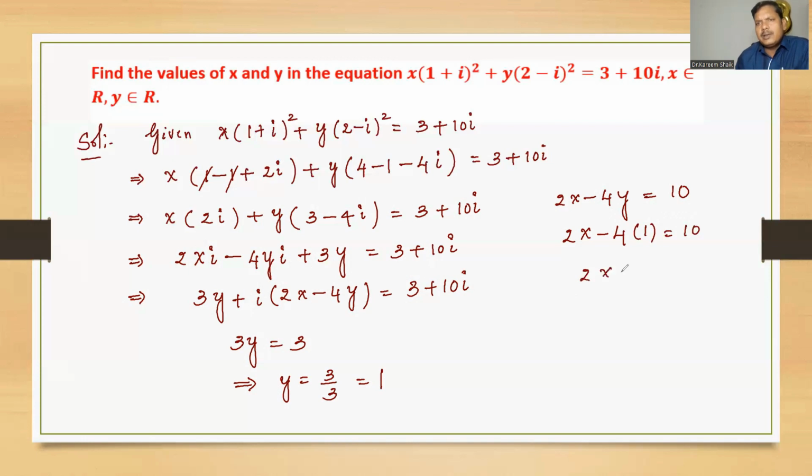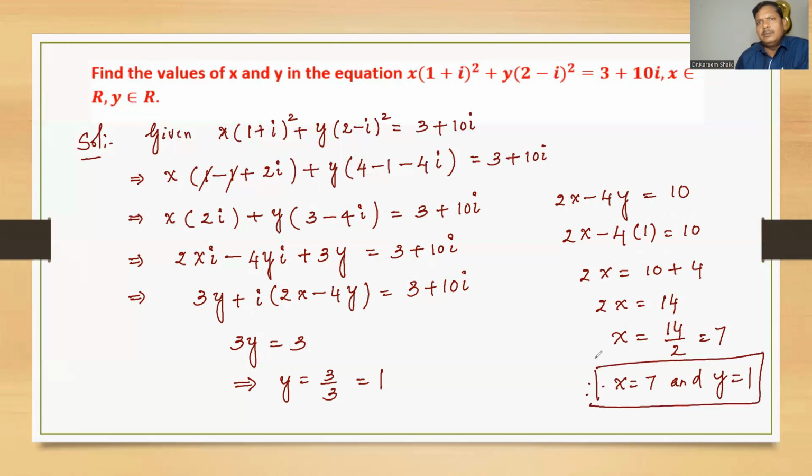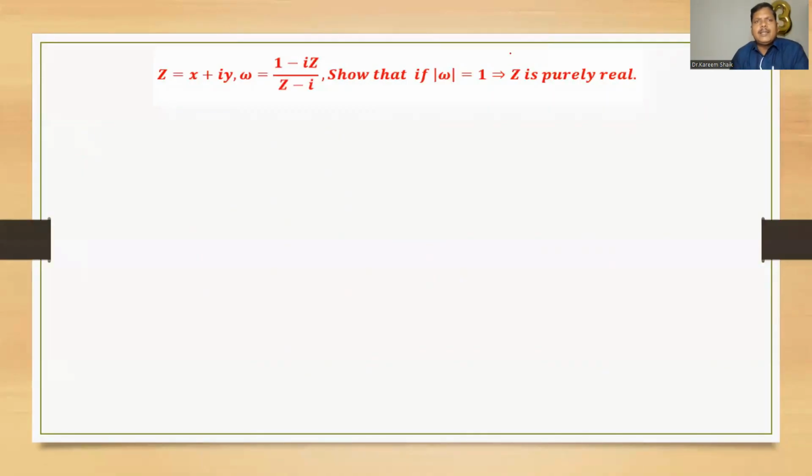So 2x equals 10, and negative 4 transposing to that side becomes positive. So 2x equals 14, so x equals 14 upon 2, that equals 7. Therefore, what are the values? The x value is 7 and the y value equals 1. I hope it's clear. Now, we'll discuss the next problem. So, let's see the next problem.